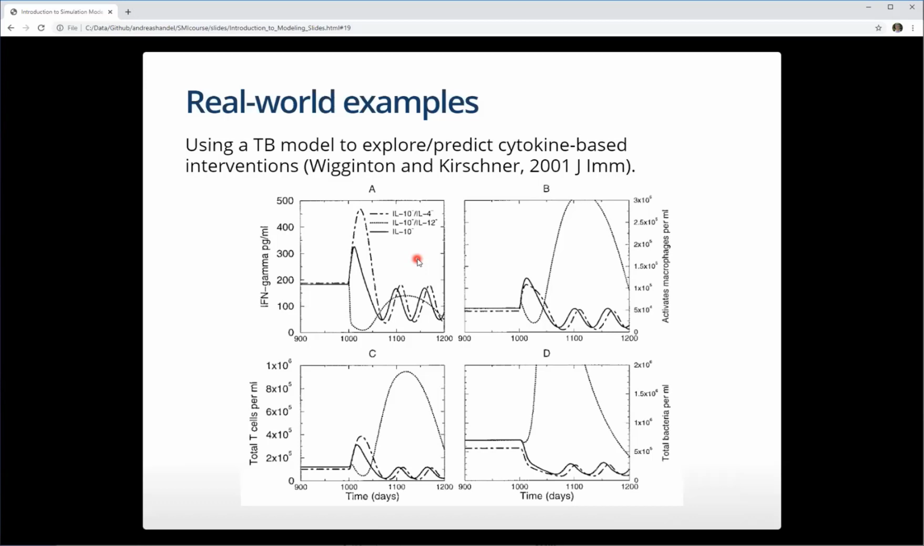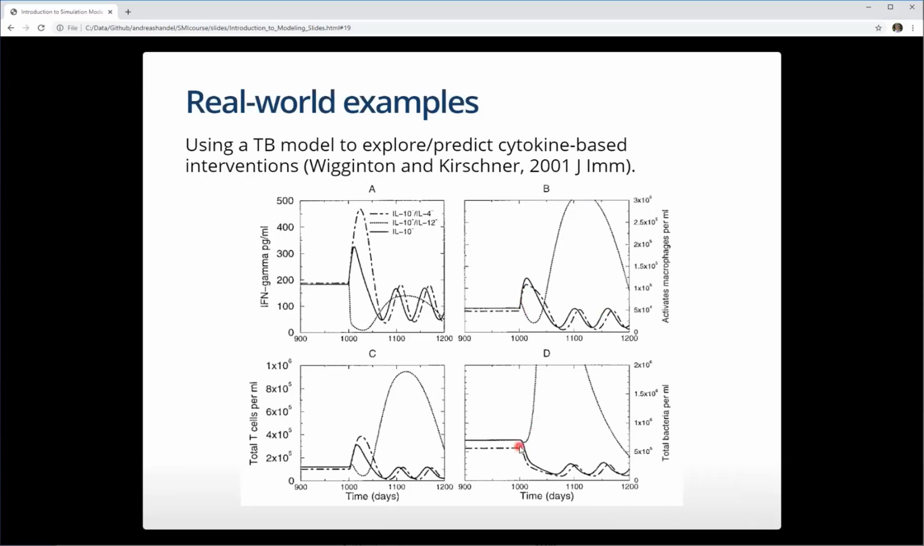And so in the model, because you have full control, you can perturb them, turn them on, turn them off, and see what happens. That's basically what they're doing here at around day 1000. They turn them on or turn them off. I think in this case, they turned them all off. They depleted them. And then you can see what the outcome is.